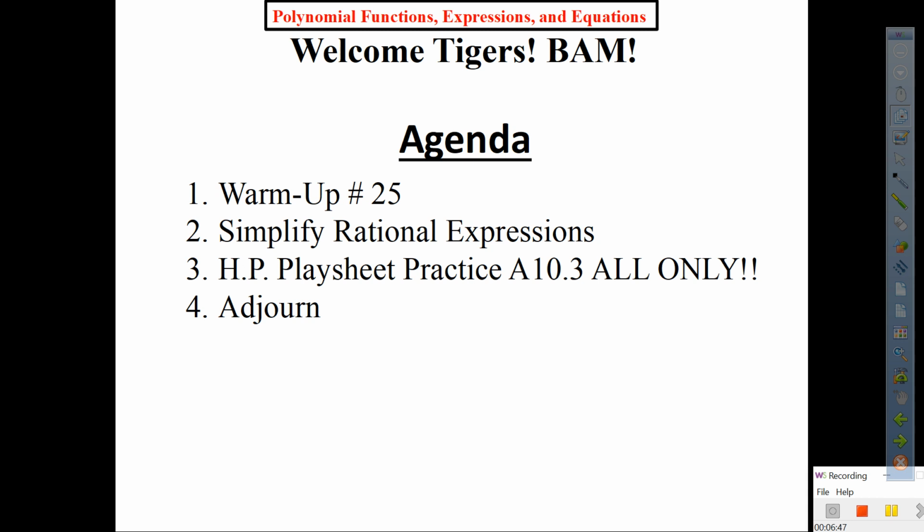Home play sheet practice A, 10.3, all only. Copy that really quick.